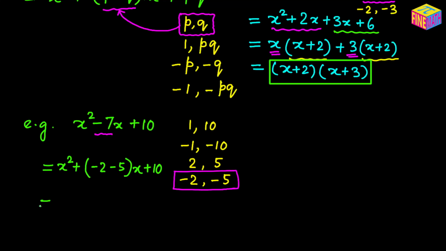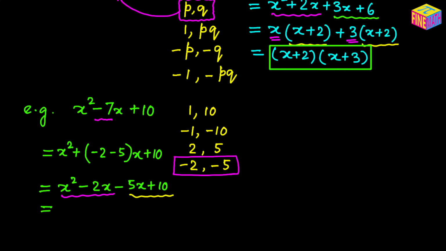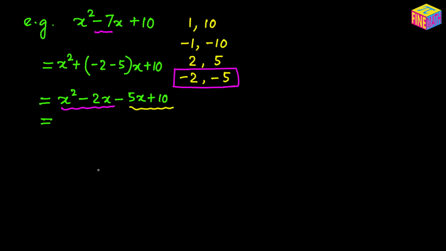And then from there, can we remove the parenthesis and see what happens? So this will be x squared, then minus 2 times x and minus 5 times x plus 10. And then from there, can we write it like this? Now, if you look at the first two terms here, we have a common factor. And if you look at the second two terms also, there is a common factor. So let's handle the first two terms first and then see what happens.